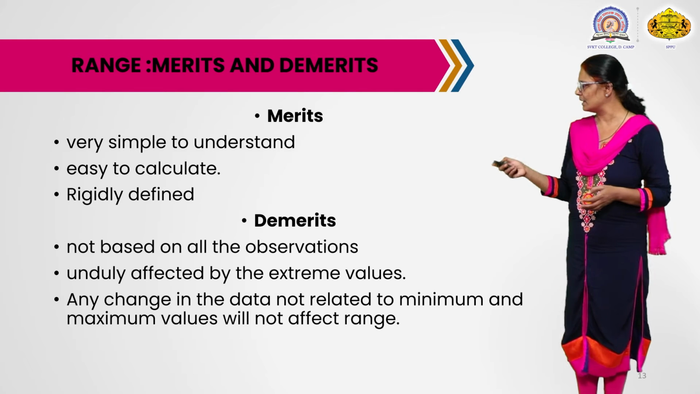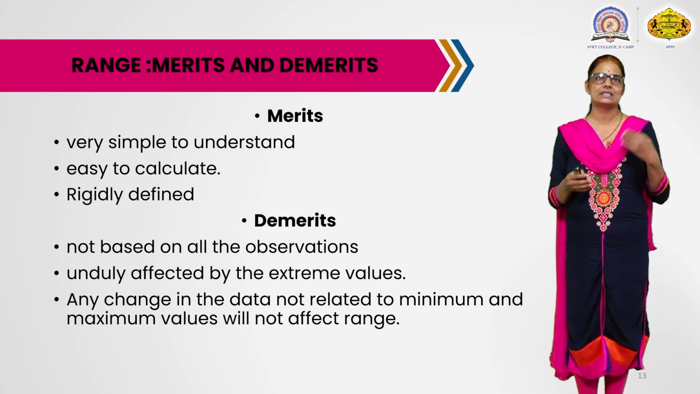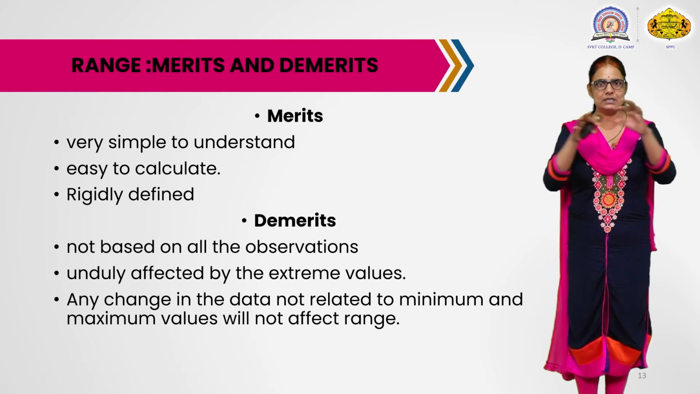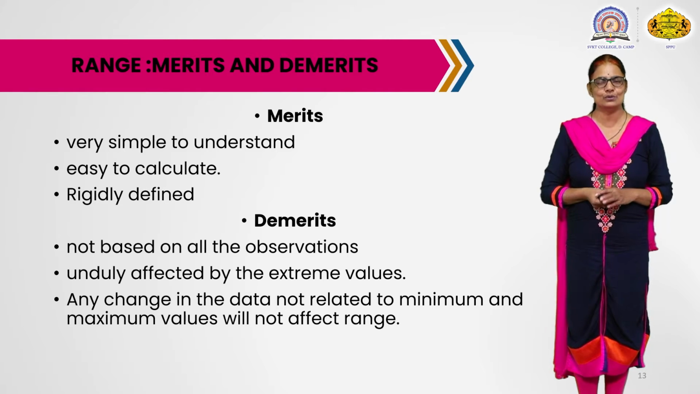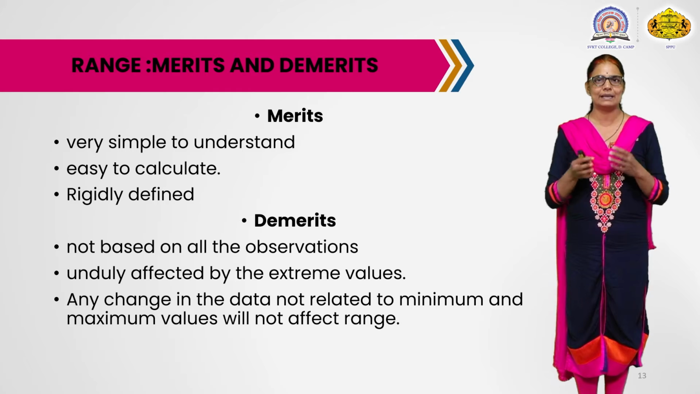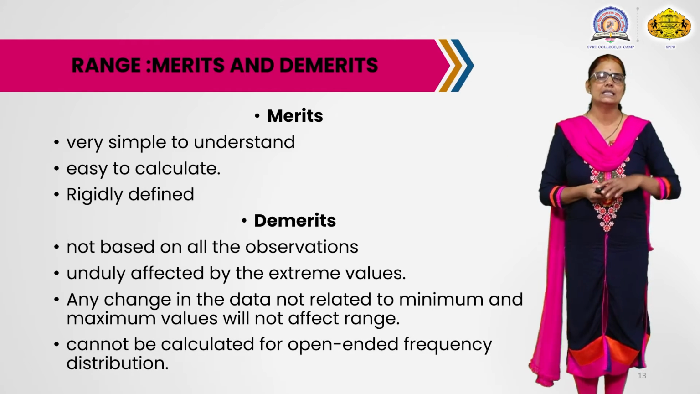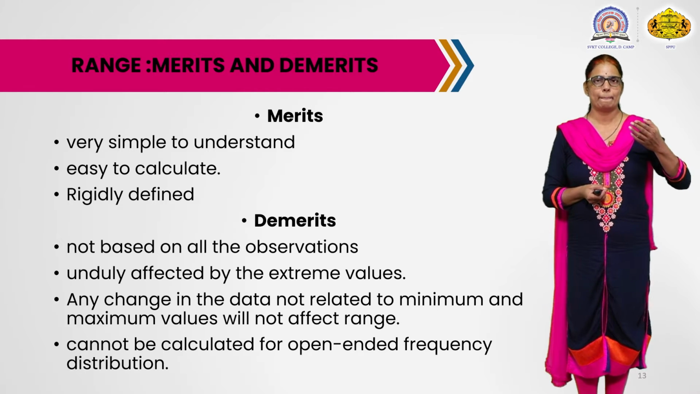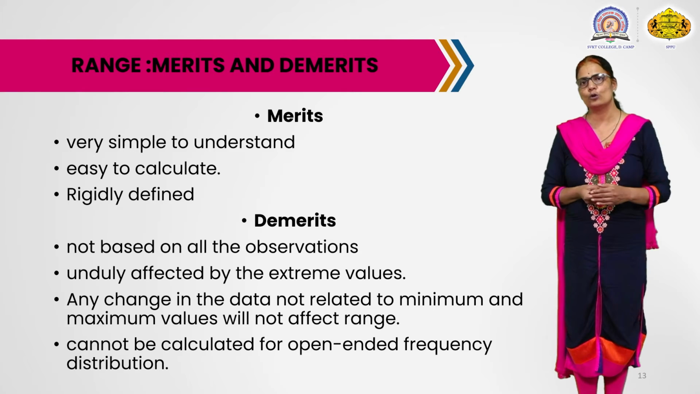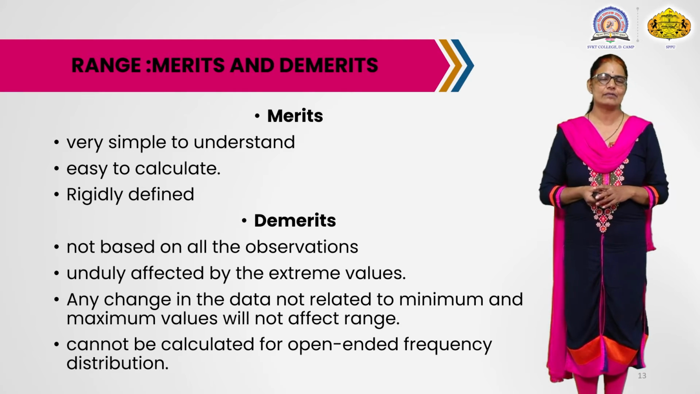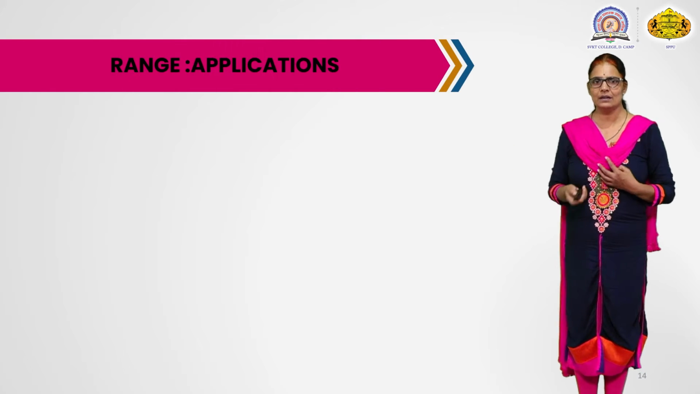So this is another demerit of the range. If I consider two series having the same smallest and largest observation, and the middle part is totally different, then they also have the same range. So using just the range, I can't interpret anything about these two types of series. And secondly, since it requires the smallest and the highest observation, if we are given open-end classes, in that case we can't calculate the range of the given distribution or data.